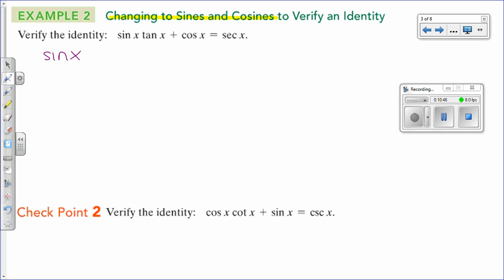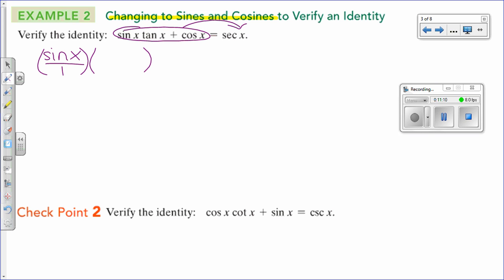Oh, well, first, what side do you guys think we should work with? Make the left look like the right? Yes, because we always want to start with the most complicated one. So we're going to try to make that one look like the right side. So sine of x is already in terms of sine and cosine, but I'm just going to write it as over 1. For tangent, I want to use the quotient identity.